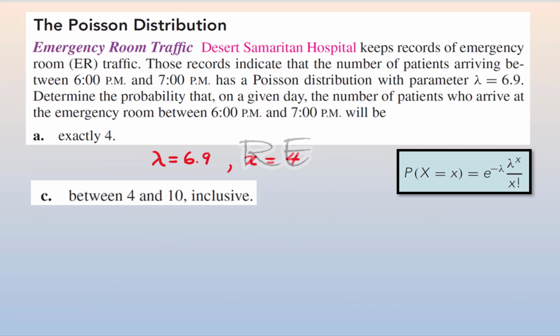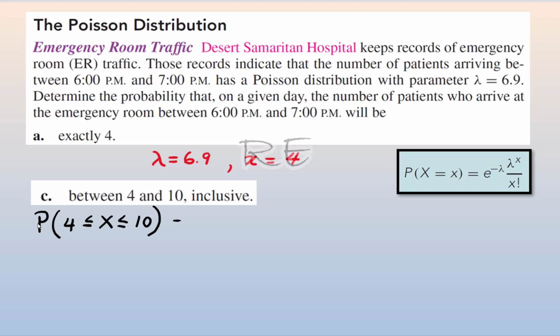C, between 4 and 10 inclusive. The patients have to be between 4 and 10 inclusive. So P of capital X between 4 and 10 inclusive means largely between 4 and 10.